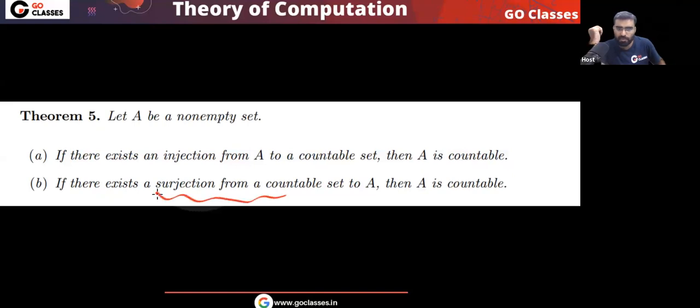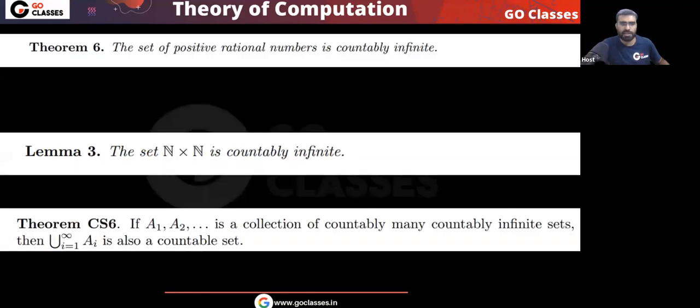If there is a surjection from a countable set to A, then A will be countable. Very simple. These are the statements we have seen, so these statements are true. Let's move on now. We have seen everything; there is nothing we did not see.